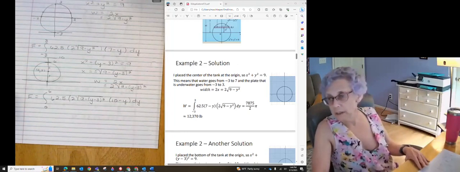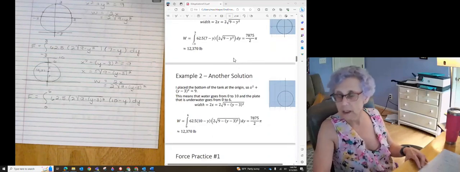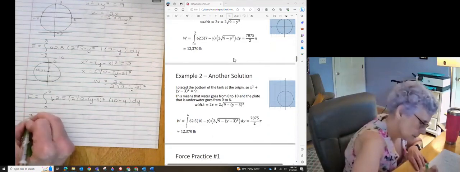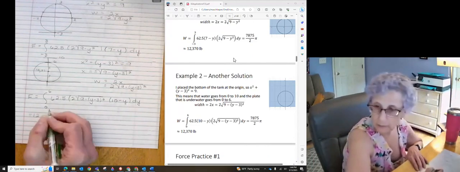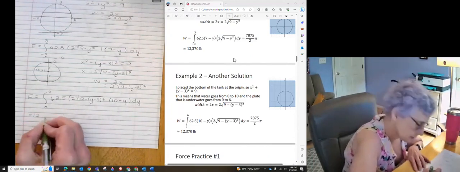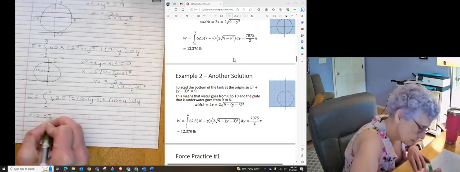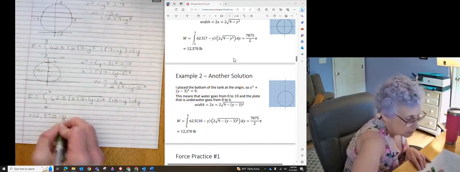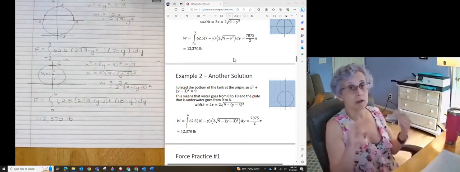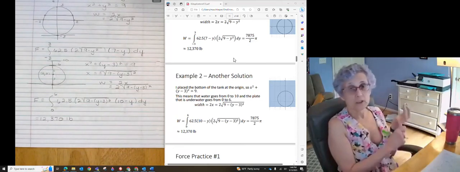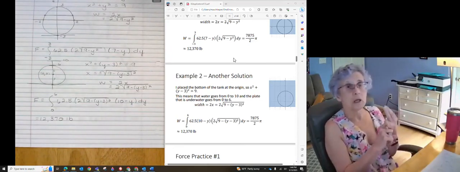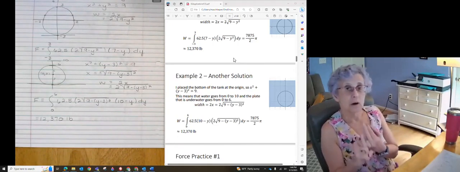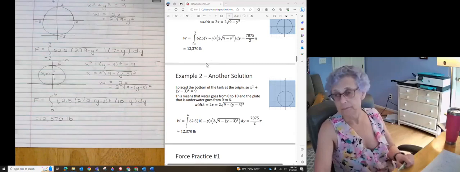And you'll notice that I did it both ways because I think it's fun to show that either way you come out with 12,370 and your units are pounds. So American Standard units are pounds for force. Units in metric are newtons.